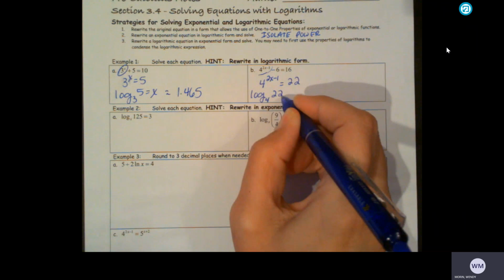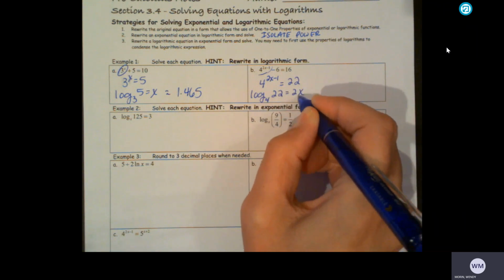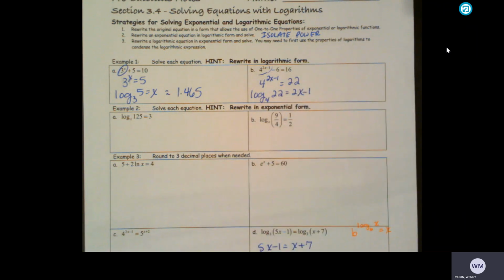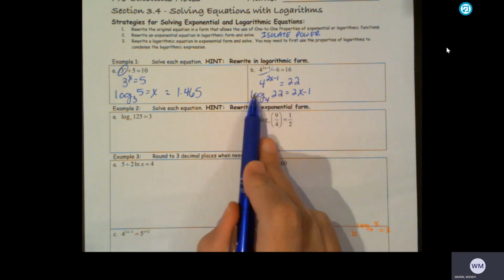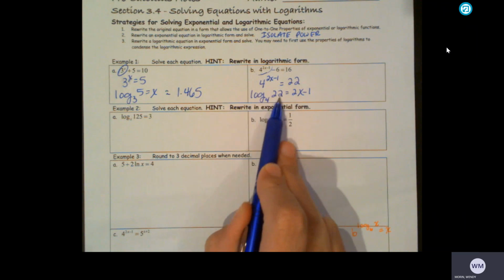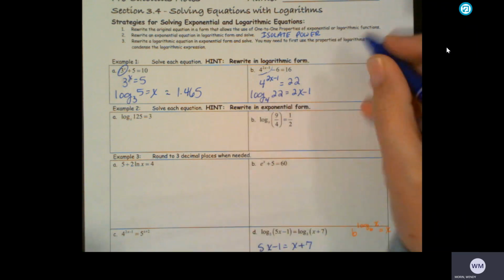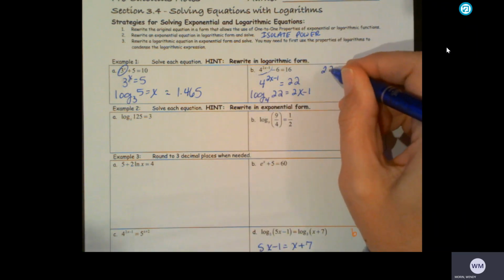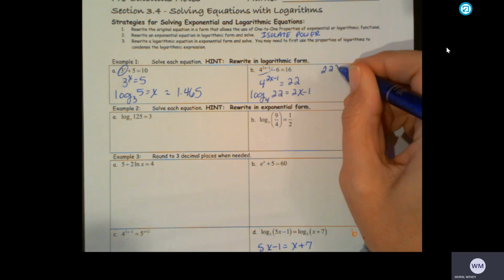The log of 22 base 4 equals 2x minus 1. If you don't know where that came from, you need to go back to rewriting equations. Now we can use our calculator. This is going to be approximated with our calculator. And in your calculator, again, you can try it now, or you can go back and try it later.